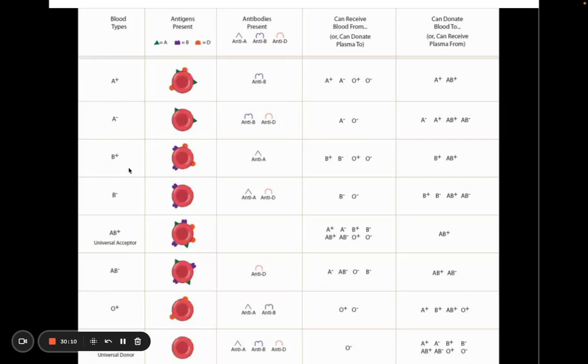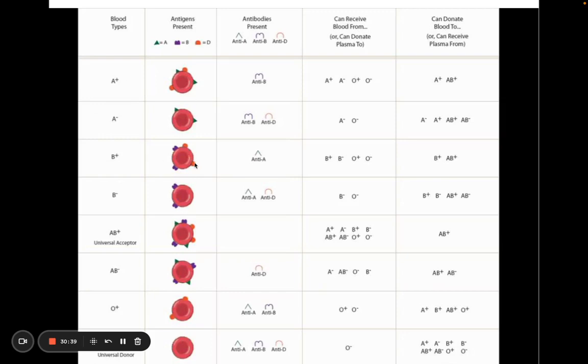So if you're B positive, you have this little B antigen, and you have the RH antigen, which means your antibody that's in your plasma, which one is present? Anti-A. That's why A cannot give to B, because then this antibody will connect with this antigen. Clumping will ensue. What will happen? Heart attack, stroke, all that good stuff. Not good. We don't want that.